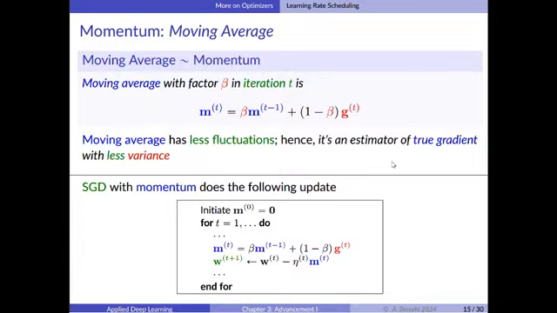it fluctuates less, it's more stable, because almost always averaging makes everything fluctuate less and be more stable, like here. And so it's an estimator of the true gradient with less variance. Every time we are averaging, the variance decreases. We have proven and shown it before. Yes, and here is the update that it does. I think that's enough for this algorithm. Okay.